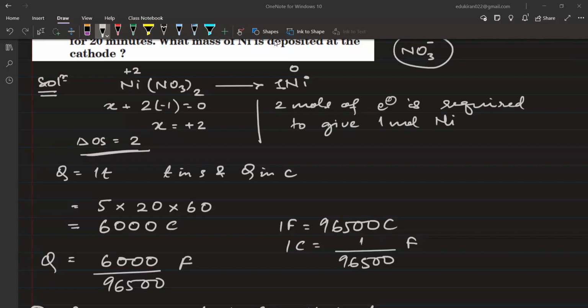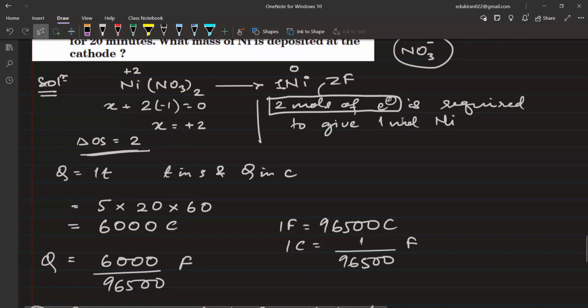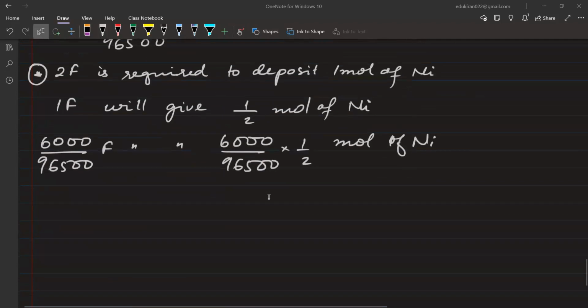Let me pause a little in case you forget. Look once more. Understood? Yes. Now 2 moles will have what charge? What will be the charge on 2 moles of electron? 2 Faraday. Now do you understand? 2 Faraday is required to give 1 mole of nickel. So this much charge is present in the electricity that we are passing. This many moles of nickel will be given to you, and the mass of nickel deposited you can write.